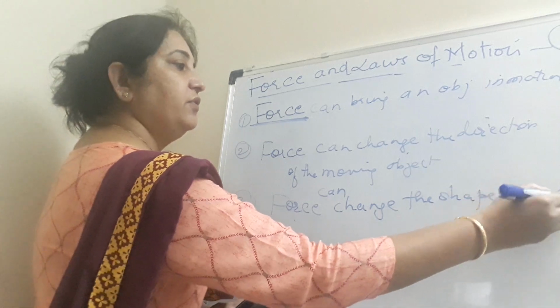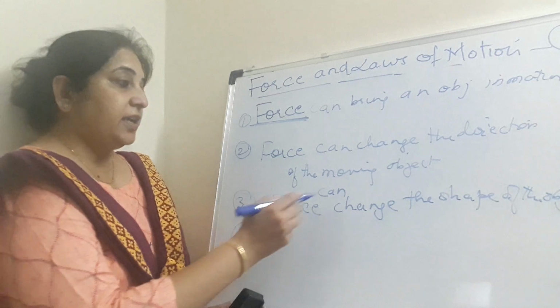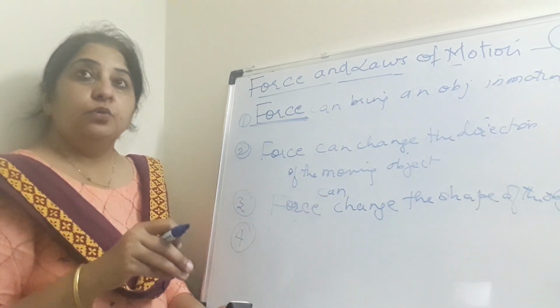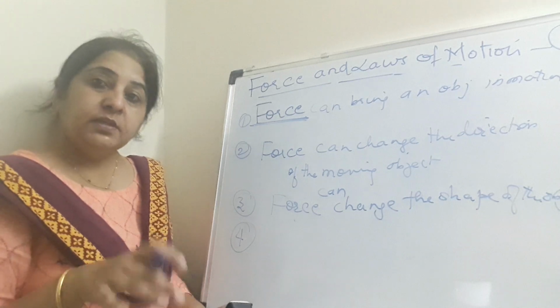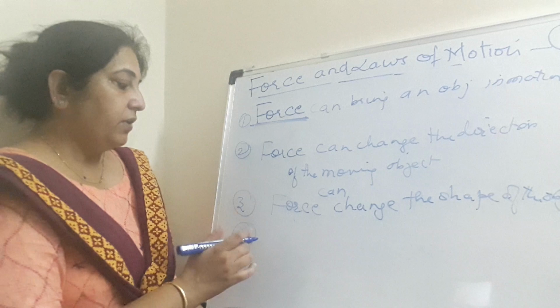This is just a revision. We have done all this before in the previous class. So force can change the shape of the object means when you squeeze a lemon, or when you press a rubber ball. These are all examples of force changing the shape of the object, right?